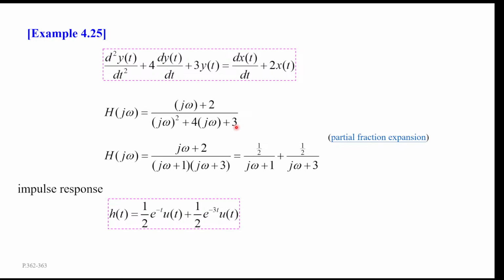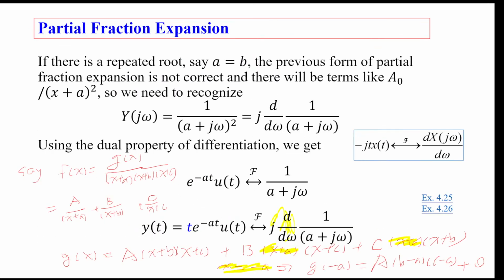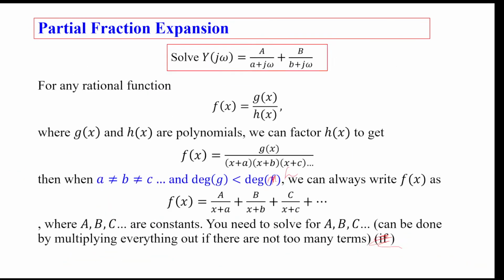And as we said, we want to do partial fraction expansion on this, and so you view j omega as your variable, basically variable x in our partial fraction expansion. So for this partial fraction expansion, now we have this g of x over h of x with x equal to j omega.